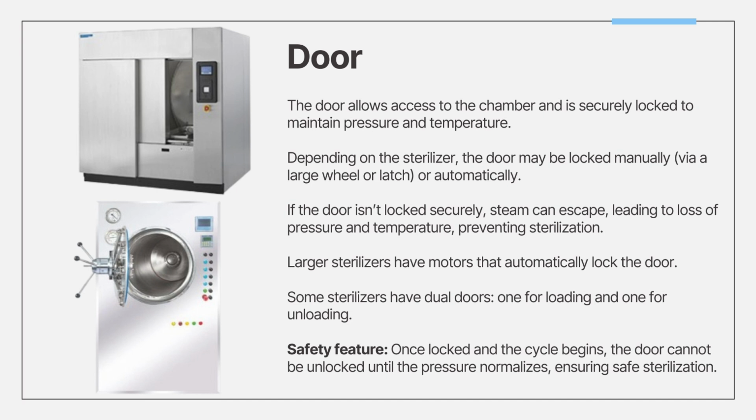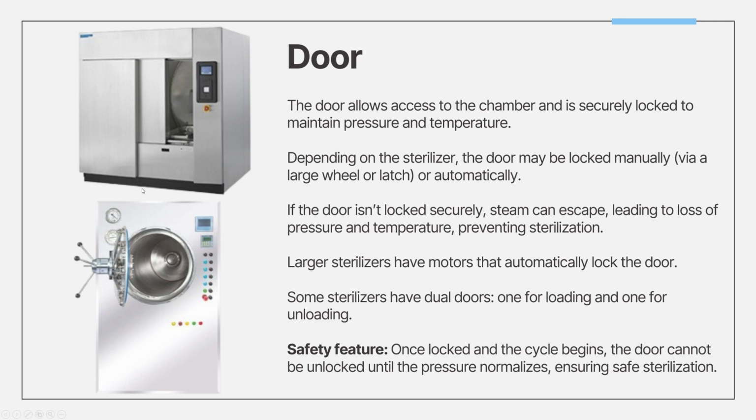And we have the door, which provides access and ensures a tight seal during cycles. They may use manual locks, so wheel or latch, or automatic motors on larger models. So it would be like a sliding door. Dual door setup, for loading and unloading sides, prevents cross-contamination. For the most part, older hospitals only have a one door setup. For example, this one here looks like it's only a one door setup, even this one. So you would only load it in one way and unload it the same way.